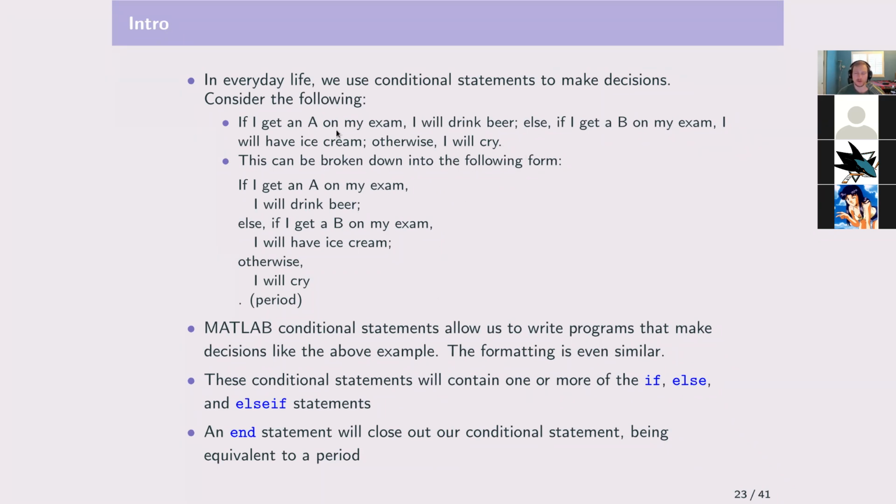So that's in just a sentence format, and we can change this format into this structure here, where we can see this laid out in a more logical or easier to read manner. So if I get an A on my exam, I'm going to do this. Else, if I get a B on my exam, I'm going to do this. Otherwise, I'm going to cry, and then we end this entire statement here with a period.